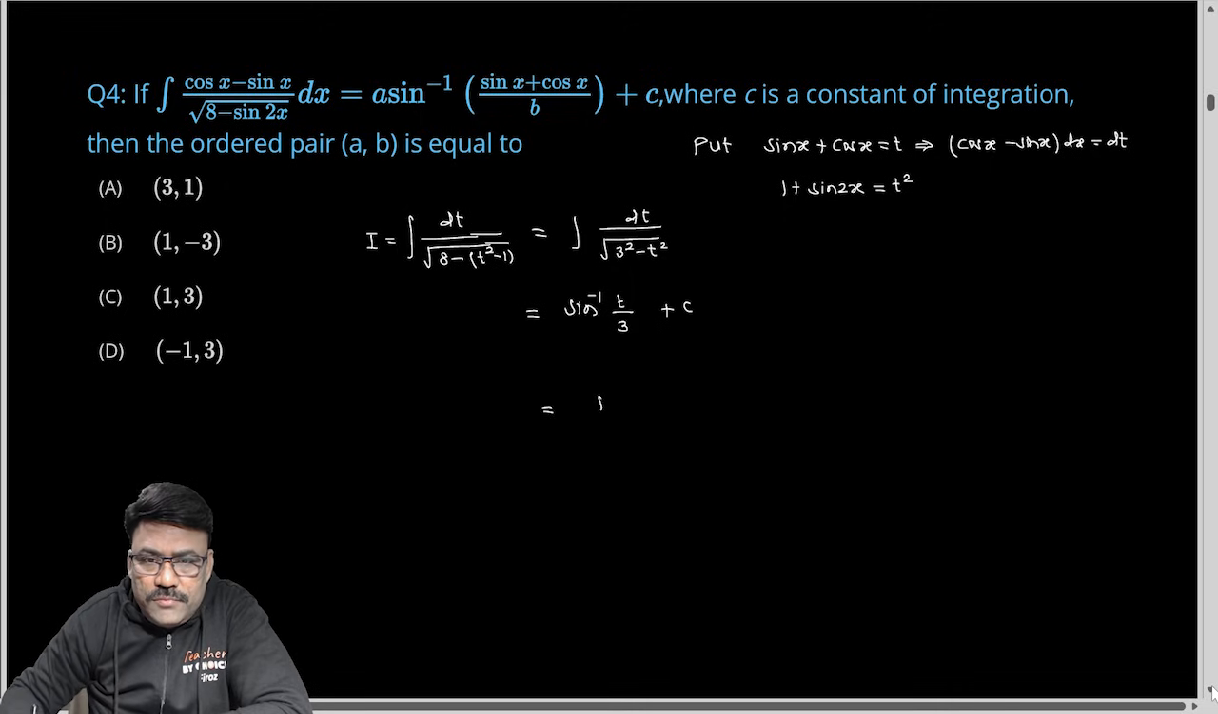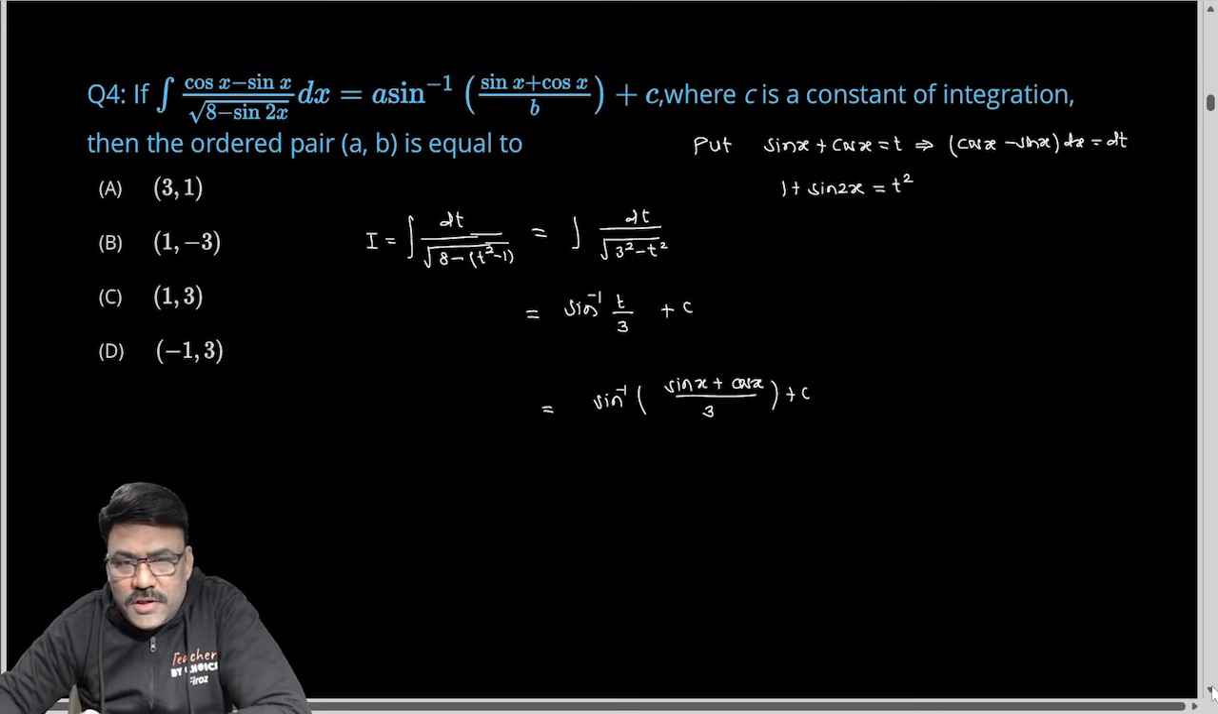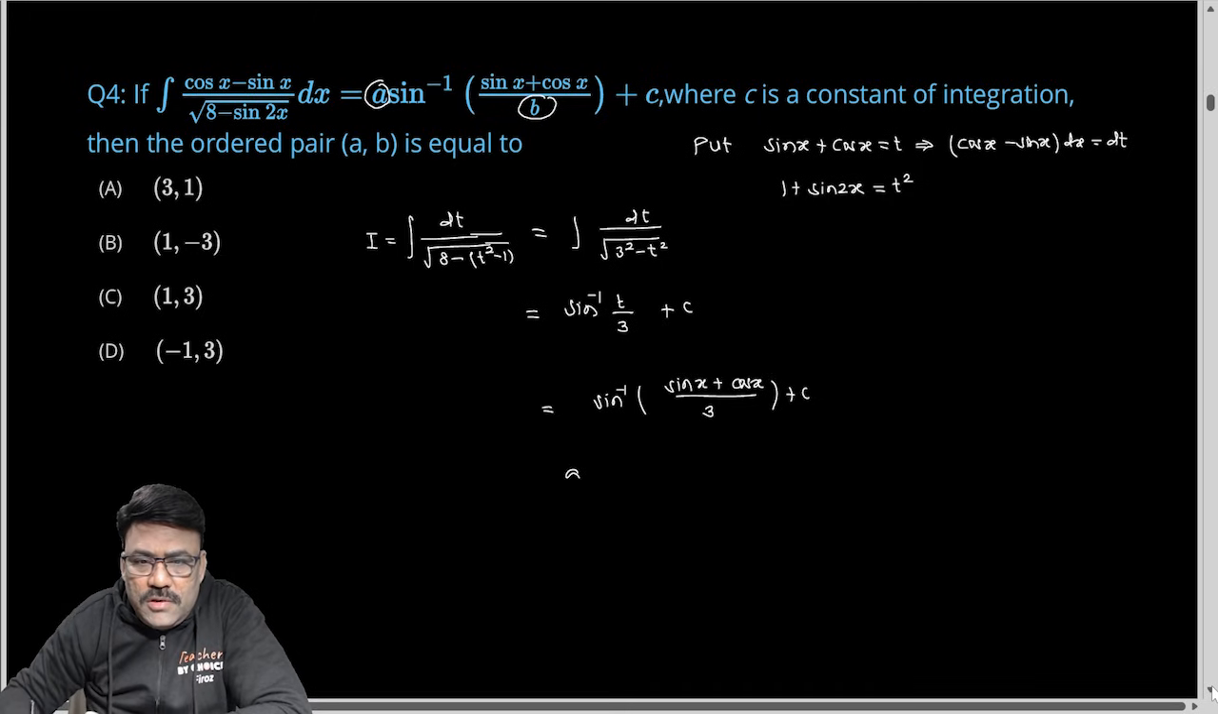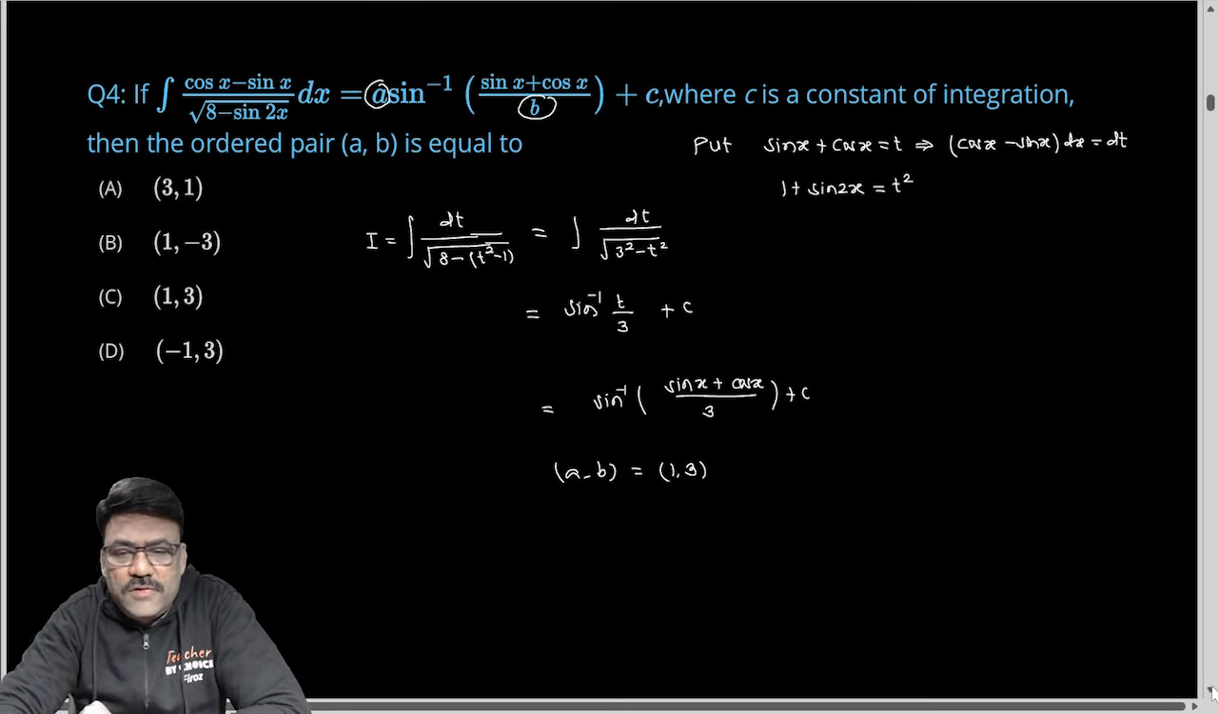And t is sin x plus cos x. So you got sin inverse of (sin x plus cos x) over 3, plus c. Now if you compare this answer with the right hand side, you can see that in place of b you are getting 3, and in place of a you are getting 1. So hence a comma b is 1 comma 3, which means option C is the correct option here, right?